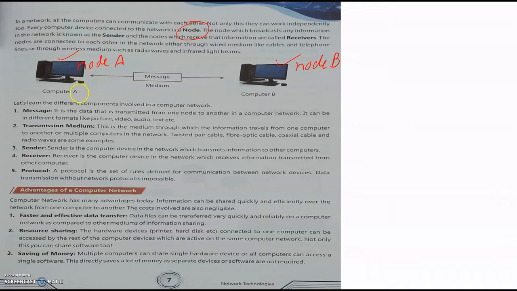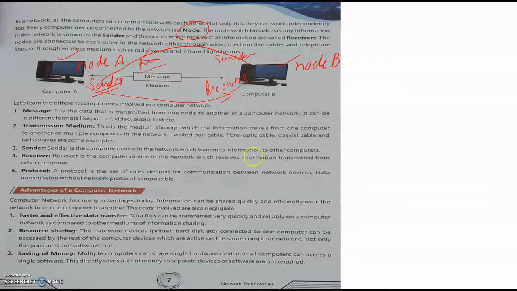Suppose this computer is sending some message to this computer. So this is the sender, because it is sending the message. And the other end, the computer which is receiving the data or information, is known as the receiver. So if the data is moving from A to B, B is the receiver and A is the sender. And if the data is sent from B to A, then B is the sender and A is the receiver, vice versa.